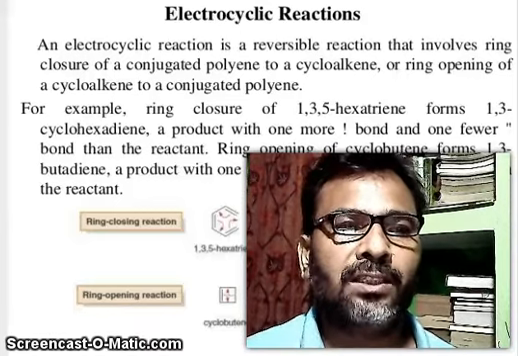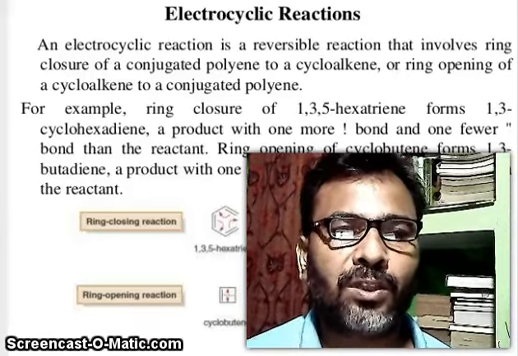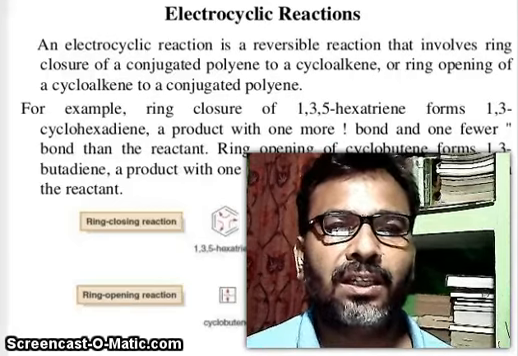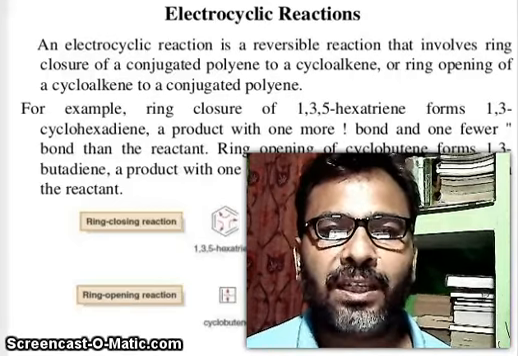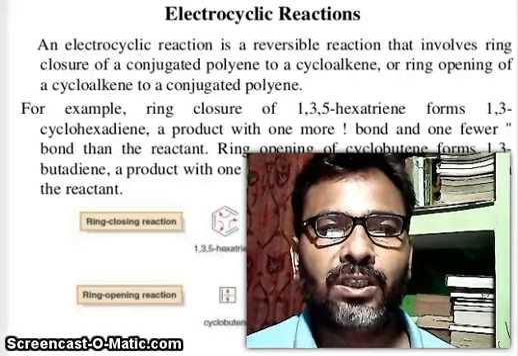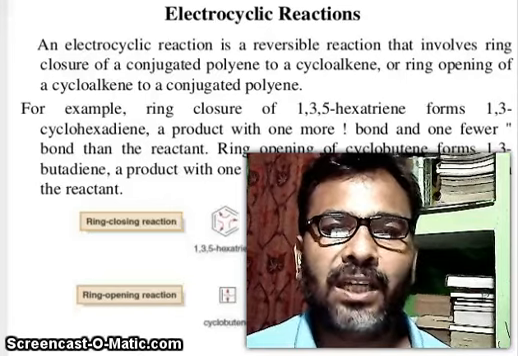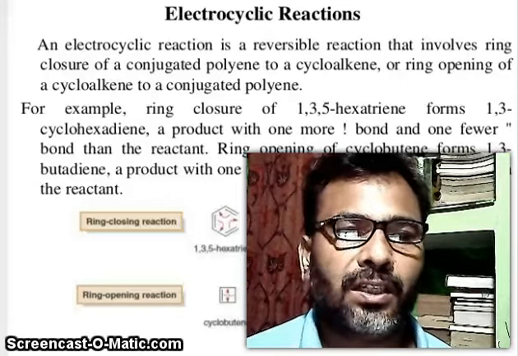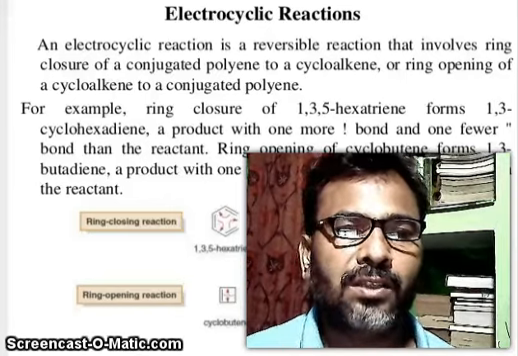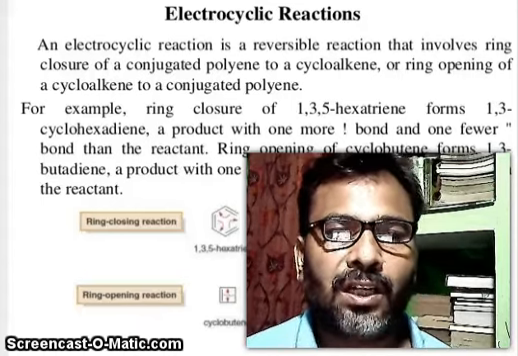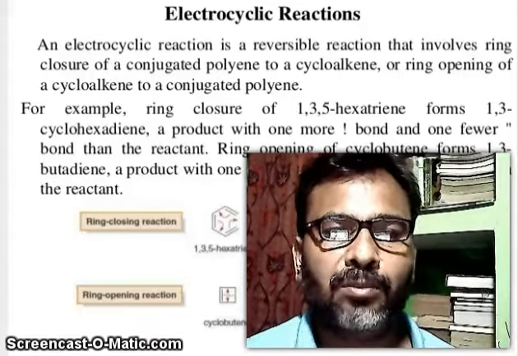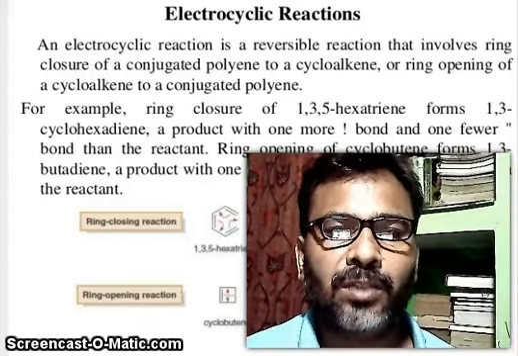So look at this example, ring closing reaction of 1,3,5-hexatriene. It is favored by heat and forms 1,3-cyclohexadiene. So triene becomes diene. Ring opening reaction here, cyclobutene undergoes opening forming 1,3-butadiene. So ene becomes diene.